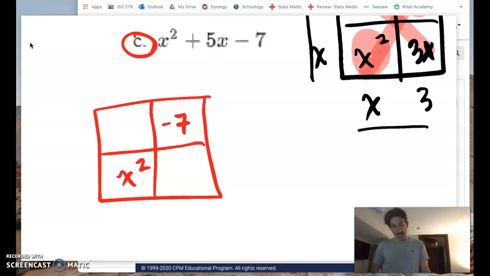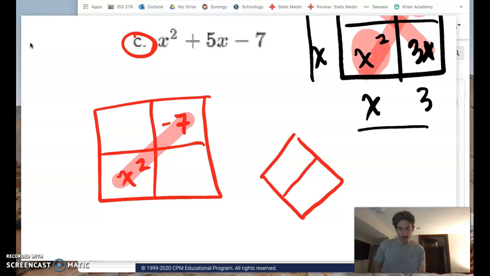I do include that sign, and so now I'm looking for two numbers that multiply to be -7x squared, and I'll write that down, and maybe I'll even use my diamond here, that multiply to be -7x squared, but they've also got to add up to be 5x squared.